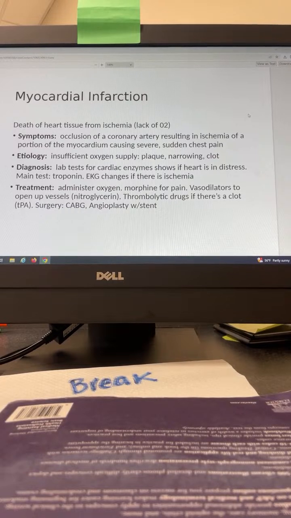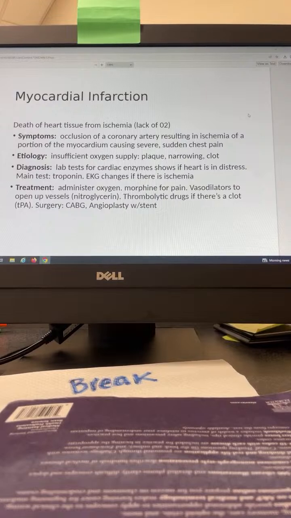How do we diagnose a heart attack? Well, you go to the ER, usually. There are going to be lab tests. They're going to be drawing your blood and seeing what enzymes pop up. Okay, so they're called cardiac enzymes. Cardiac enzymes are enzymes that the heart releases when it's in distress, very similar to the enzymes that the liver released when it was in distress.